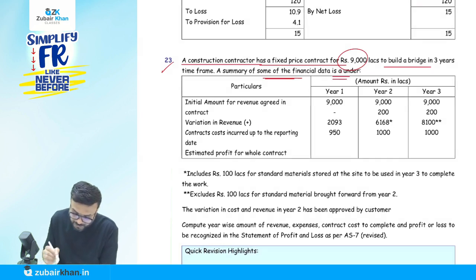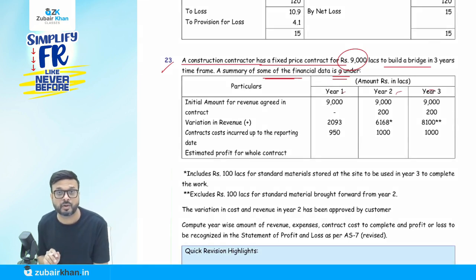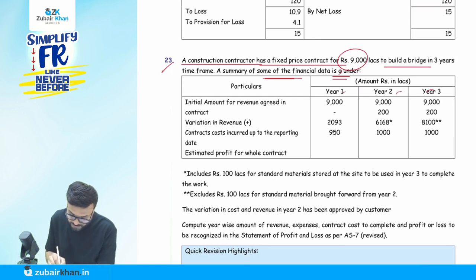Now they say the three years, 1, 2, 3. Now listen carefully. Initial amount, there are some figures. Now this is for the first year. This is for the variation.